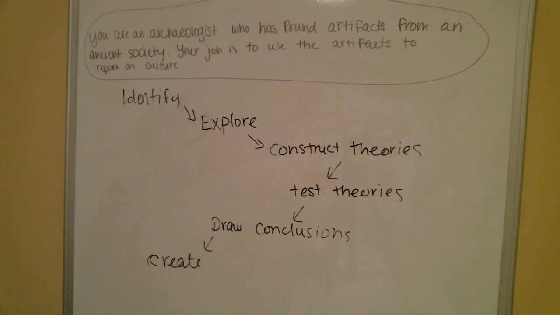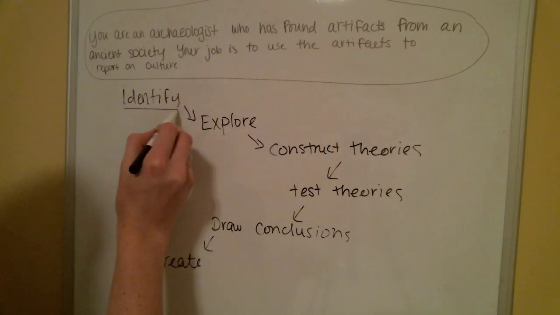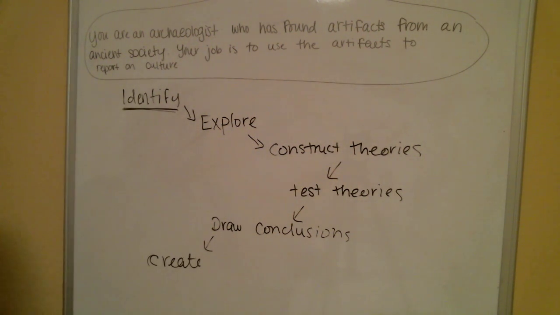I didn't write it all out there, but you have it on It's Learning if you want to read the whole thing. So, in this scenario, you are an archaeologist who found an artifact, and you have to use that artifact to report on the culture of that society. So let's start off with identify, okay? When you look in It's Learning, each of these steps are separated out into their own activities. And that's how I want you to submit your information.